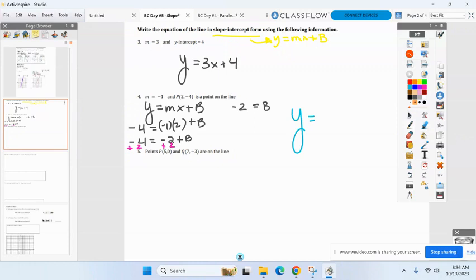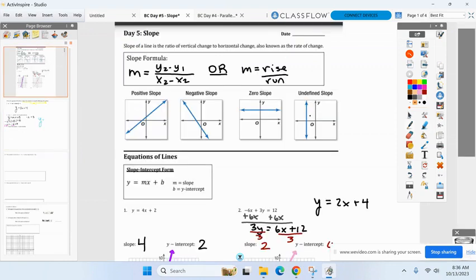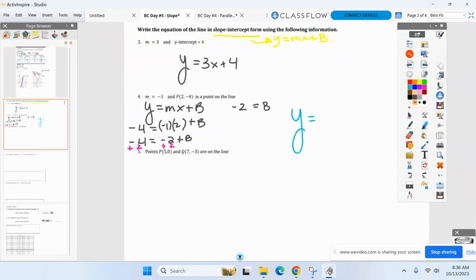What letter represents slope again? Let's back up. What letter represents slope? M. I gave you m in number 4. What was it equal to? -2. Where are you getting -2 from? No, -1. -1 x. Now give me the b value we just worked hard to find. -2. -2.